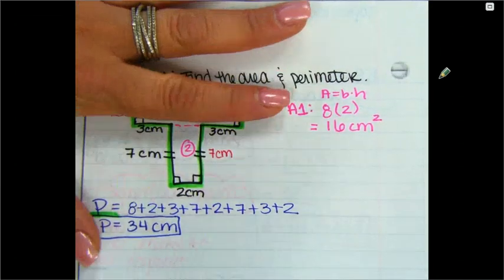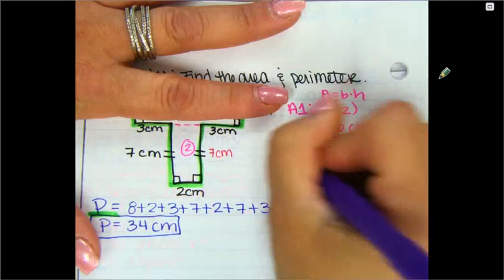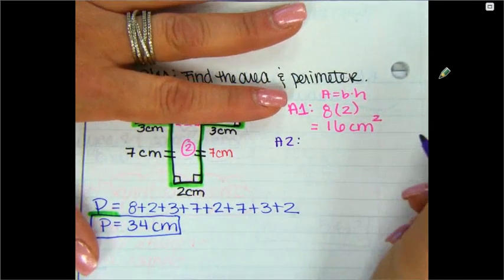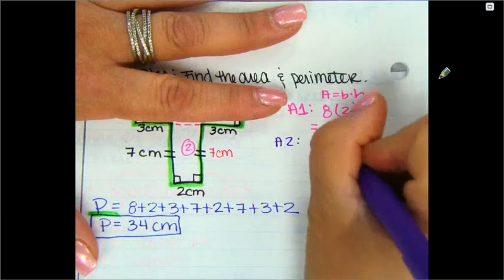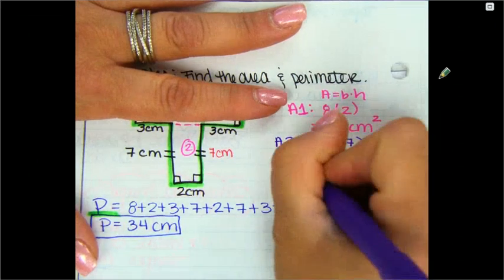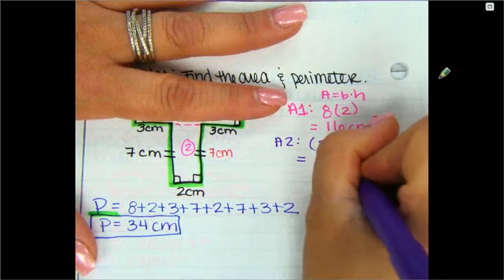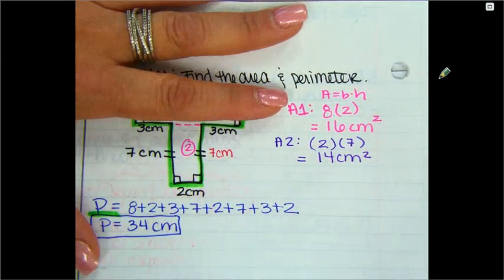All right, covering it up, going to the other side, we're going to do area of number 2, which is still base times height. What's my base? Good. What's my height? Good. So the area of this is how much? 14 what? Good. Good so far?